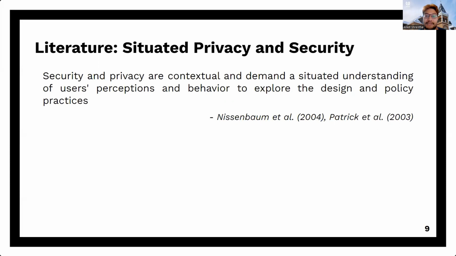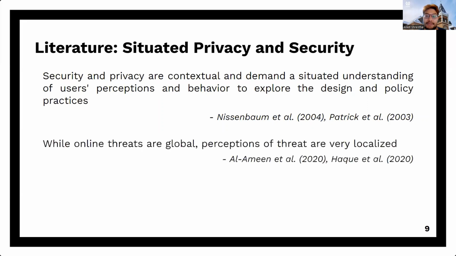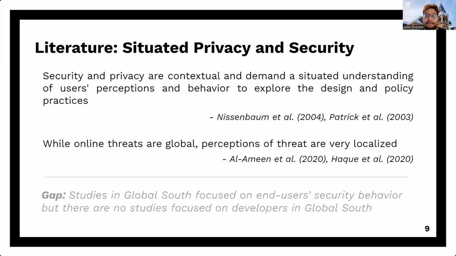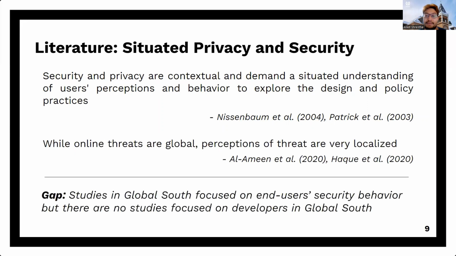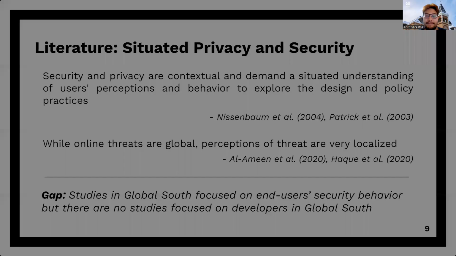The second part of our literature focuses on situated privacy and security. Security and privacy are contextual, and they demand a situated understanding of users' perception and behavior to explore the design and policy practices. While online threats are global, the perceptions of threats are very localized and situated, as they can be impacted by the culture and norms of a place. While there are studies in the Global South on end-user security behavior, our study is the first look at privacy and security in a developer setting in Bangladesh.